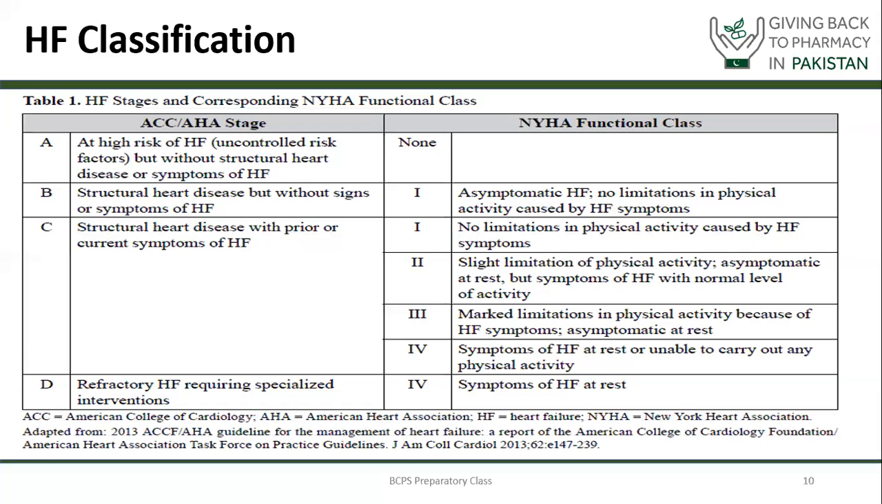So in class 1, the patient, although having heart failure, is asymptomatic. There is no limitation in physical activity, but inside the heart has some problem. In the second class, there is only slight limitation in physical activity. At rest, the patient is fine. That means if the patient runs or does some sports activity, he can feel some limitation, breathlessness, symptoms of heart failure. But on routine, normal activities, walking, doing usual activities, the patient is fine.